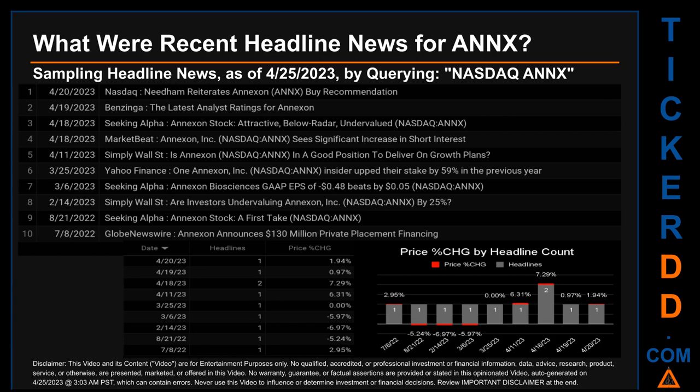Tuesday, February 14, 2023 was the day with the highest percentage change in price when we compare opening versus closing price for the ticker. The day saw a drop of -6.97% when ANNX opened trading at 6.31 and closed at $5.87. There was one found headline when Simply Wall Street published the headline that read, are investors undervaluing ANNX by 25%?